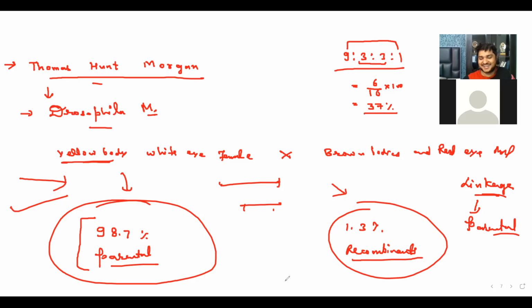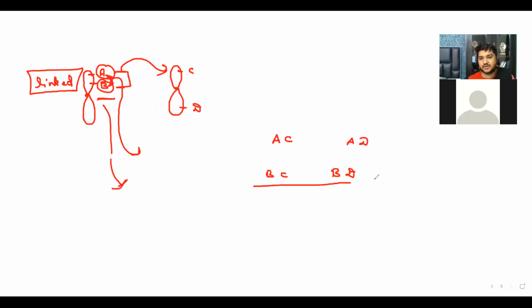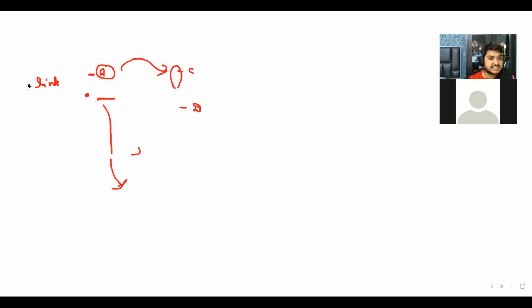Any doubt, Vishnu? Nope, I got it. Okay, sometimes this question was asked in the NEET examination: T.H. Morgan conducted how many crosses? Two. And which cross is supporting Mendel? The second one. So the first cross was showing which phenomenon? The linkage phenomenon. And what is linkage? Linkage is when two genes lie so close together that they don't show the law of independent assortment.